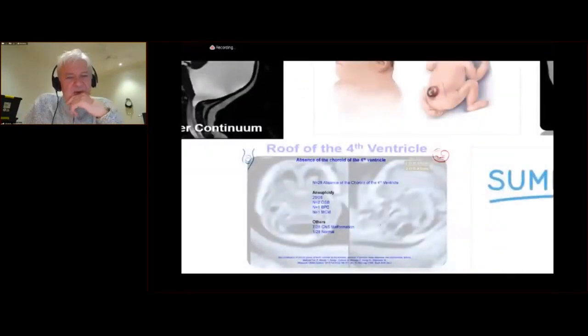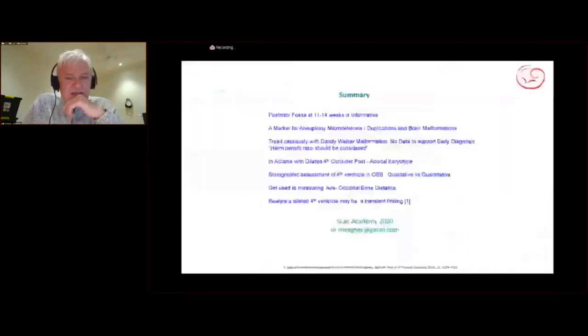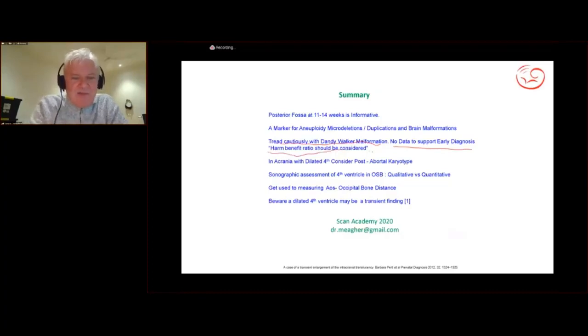It's informative for aneuploidy and microdeletions and duplications. It is informative with regard to some posterior brain malformations, but I would say tread cautiously in making any diagnosis at this point in time, because there is really no data to support early diagnosis. The aqueduct is interesting, but you need to balance the harm and benefit in counselling and offering genetic testing to these patients going forward. Remember, with a dilated fourth ventricle, consider a post-abortal karyotype.